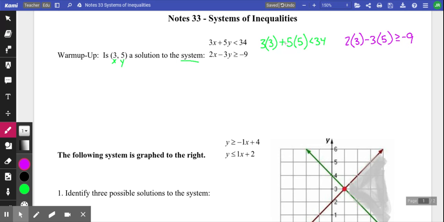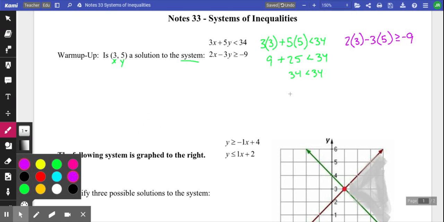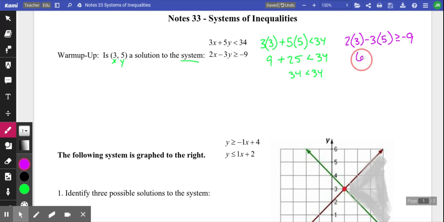Feel free to use Desmos or a calculator to evaluate the left-hand sides of these. 3 times 3 gives me 9. 5 times 5 gives me 25. And 9 plus 25 gives me 34. For my second inequality, I get 2 times 3, which is 6, and negative 3 times 5, which is negative 15. Then 6 minus 15 is negative 9.